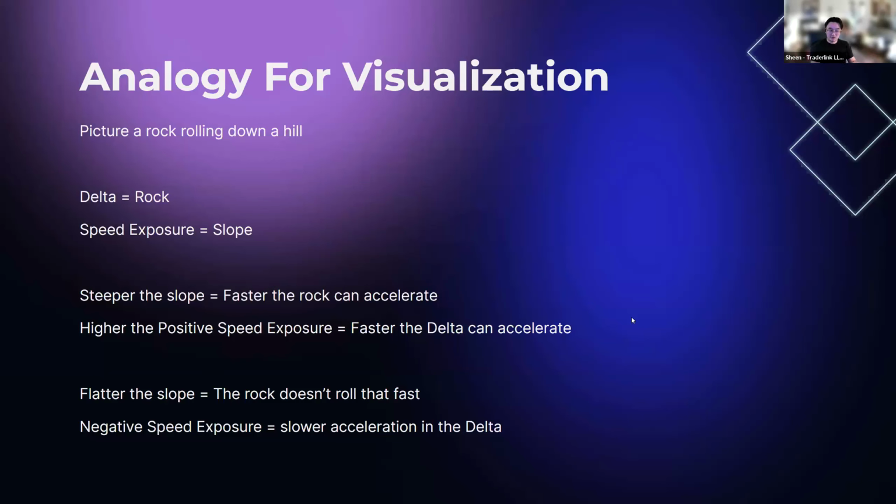So put it together now: the steeper the slope equals the higher the positive speed exposure, right? The faster the rock rolls down the hill, the faster the delta can accelerate, so the faster the delta can increase. Now vice versa. The flatter the slope, obviously the rock doesn't roll as fast, so it's not going to be able to accelerate as quick if the slope is flatter. So negative speed exposure equals slower acceleration in the delta of the option.